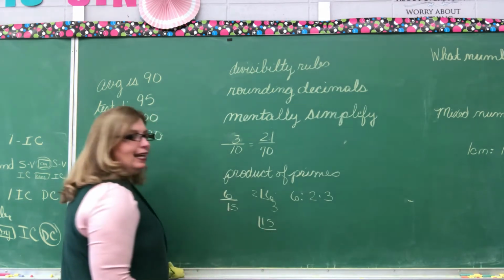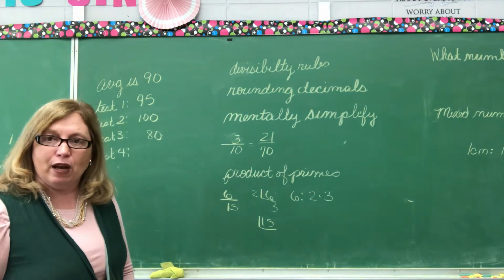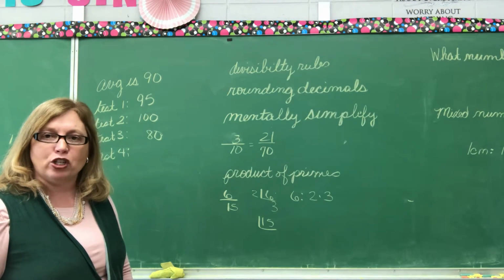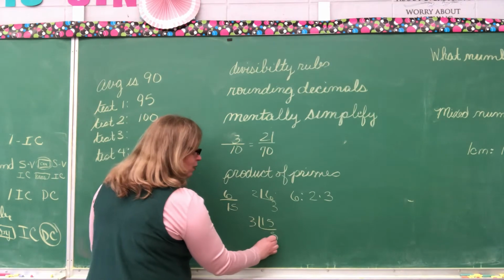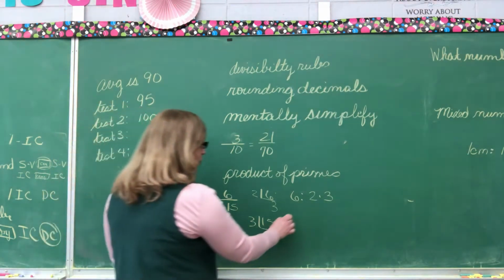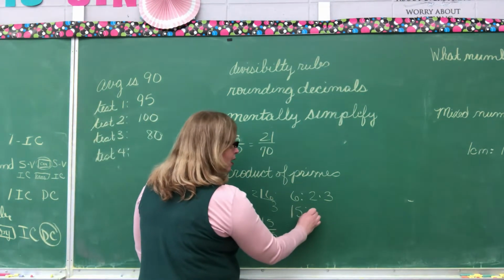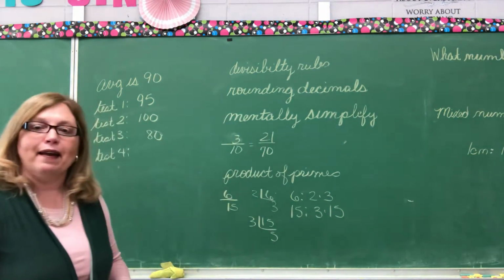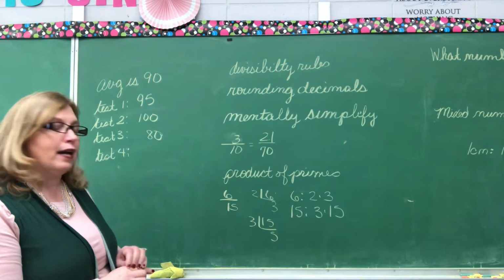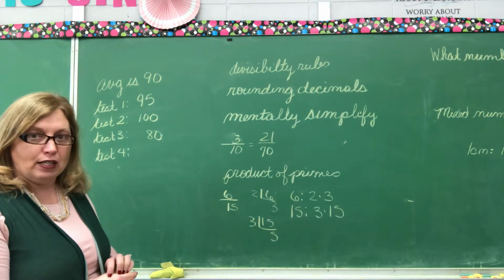Then we'll do the same thing for 15. I cannot use a 2 because it's not an even number. So I use the next prime, which is 3. Will 3 go into 15 evenly? Yes, it goes into it 5 times. So then I go over here and I say the product of the primes are 3 times 5, which is 15. So now I have both of my prime factorizations, okay?